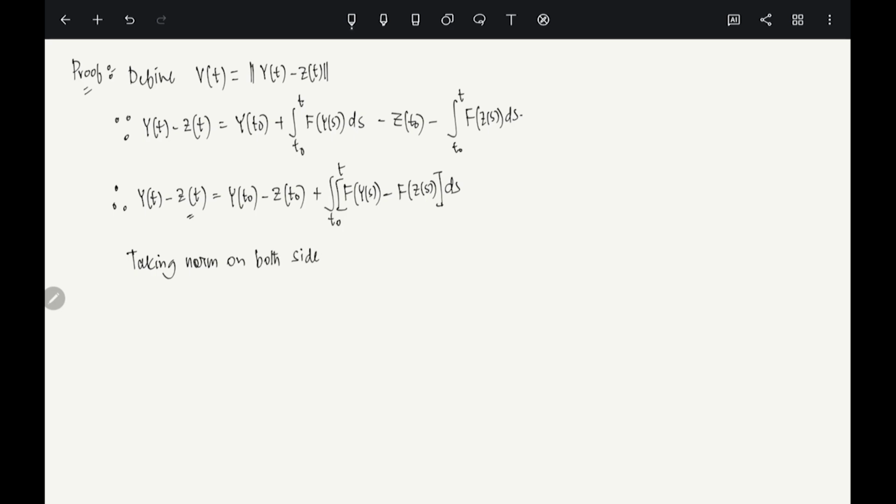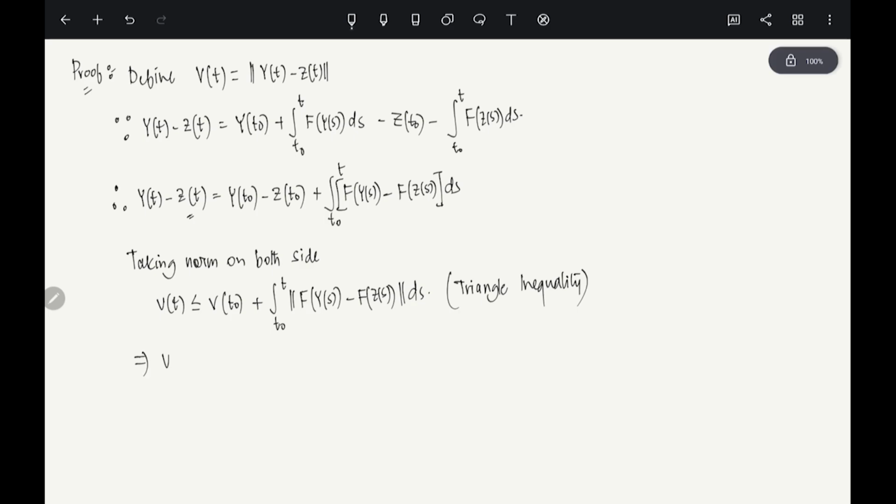Both sides, this is nothing but the norm of v(t), and this will be less than or equal to, I can write it as the norm of v(t0) plus, by the triangle inequality, the integral from t0 to t of the norm of f(y(s)) minus f(z(s)) ds, right? This is what I can do. Here, this is the triangle inequality, plain simple triangle inequality in R^n. So now you see what do we have?